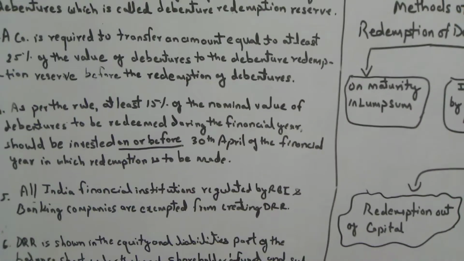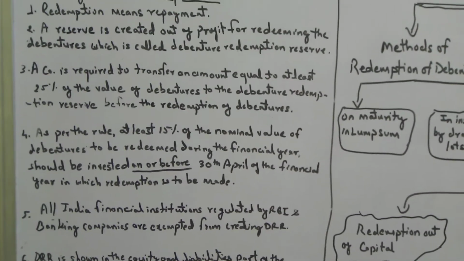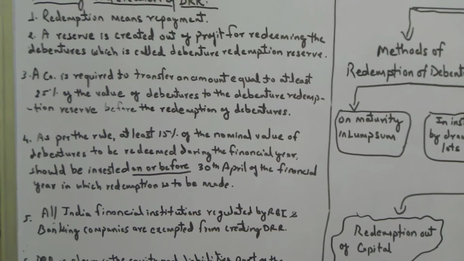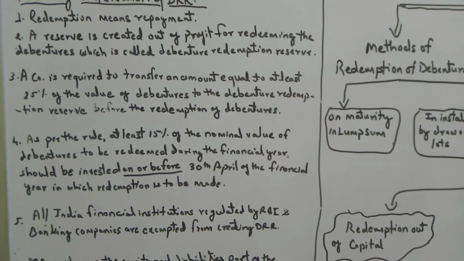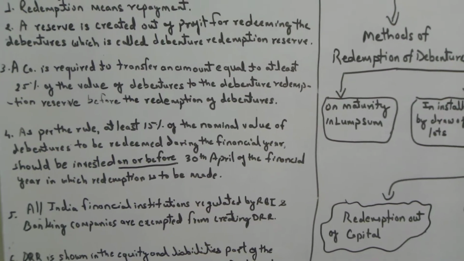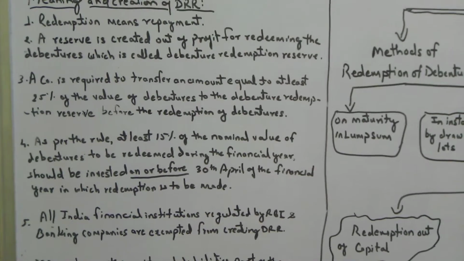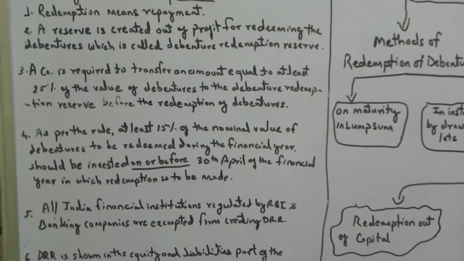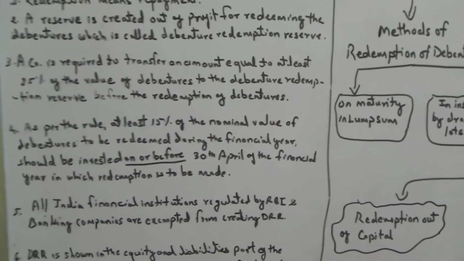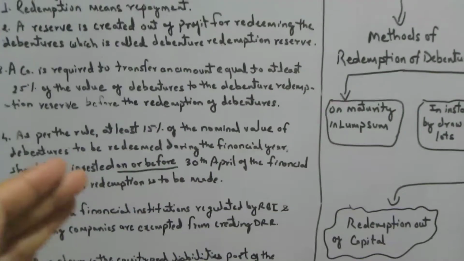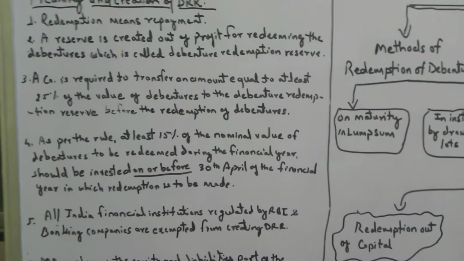As per the rule, at least 15% of the nominal value of debentures to be redeemed during the financial year should be invested on or before 30th April of the financial year in which the redemption is to be made. The statement is very clearly mentioned here that at least 15% of the nominal value of debentures required to be redeemed or repaid during the financial year should be invested before 30th April. So whatever the rules are given, we have to pass journal entries for each of them, which we will be discussing.